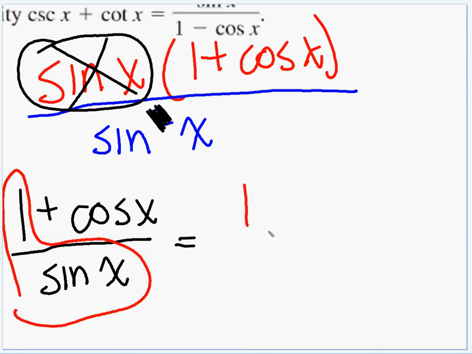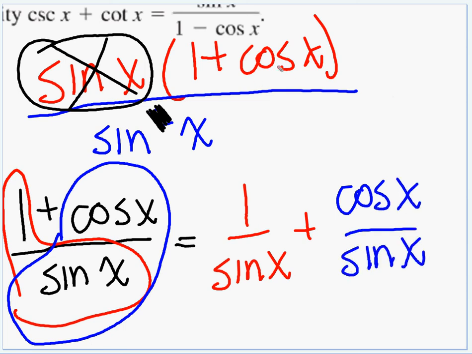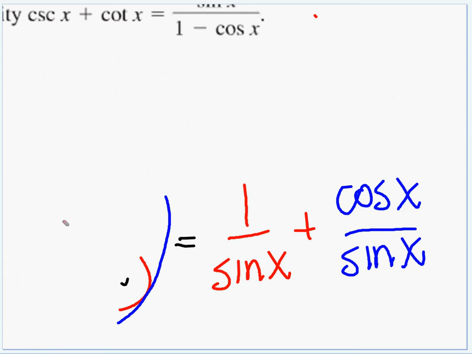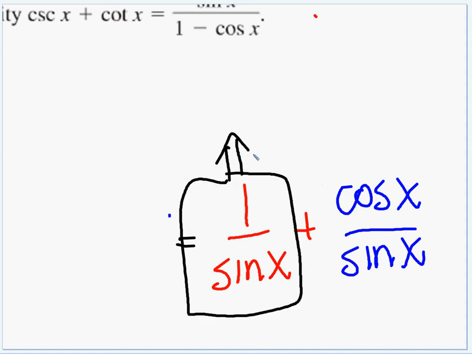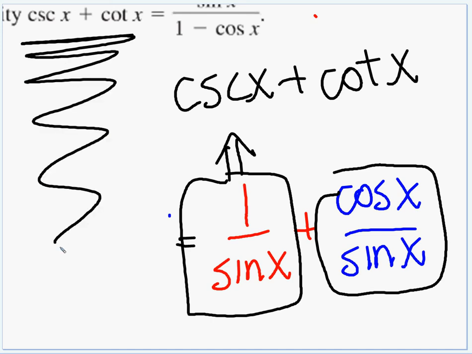So our first fraction will be 1 over sine, plus, in blue ink, cos over sine. Okay, we are about home. I'm going to just work my way up here. 1 over sine, well, that's cosecant, plus cos over sine, that's cotan. And that is our finish line. Once again, we got there. Beautiful.